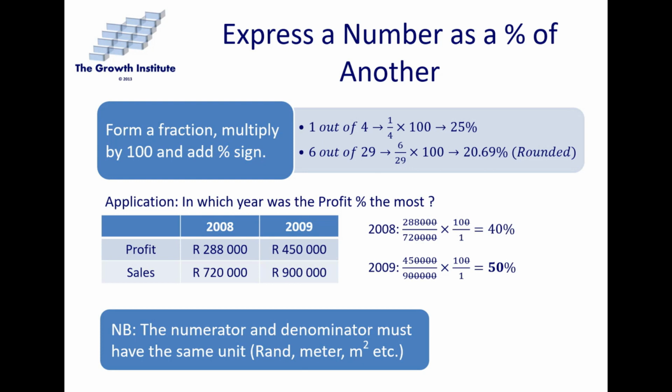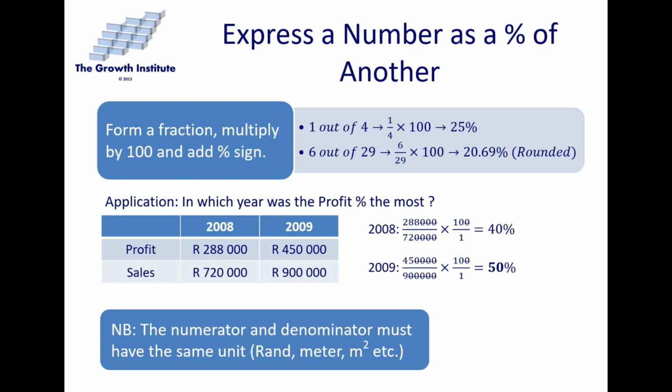So in 2008, our profit margin was 40%. In 2009, we had a profit of 450,000 out of the 900,000 turnover. We multiply that by 100 and add a percentage sign, and we get 50%. Or you could have just said, I can see by looking at it that 450,000 is half of 900,000 and a half is 50%. Doesn't matter.